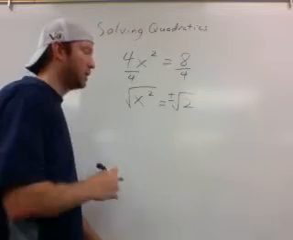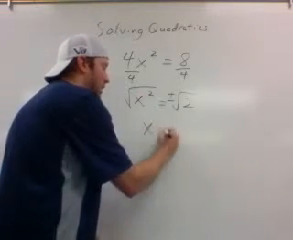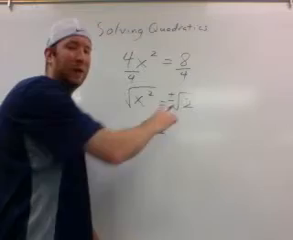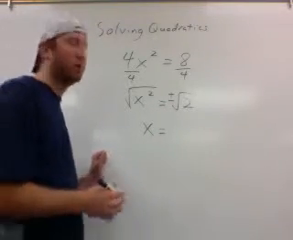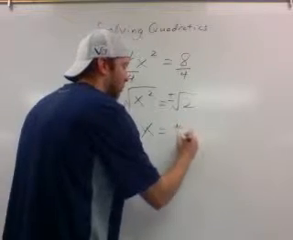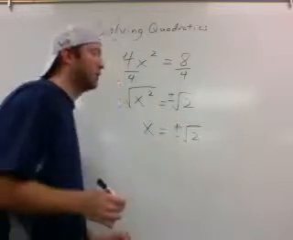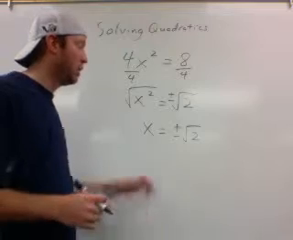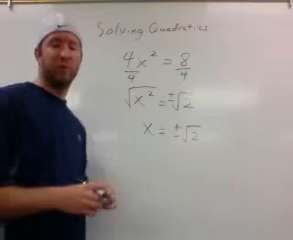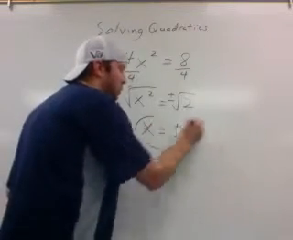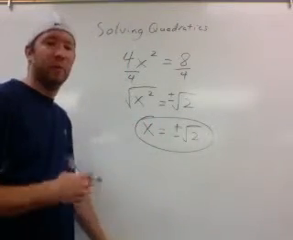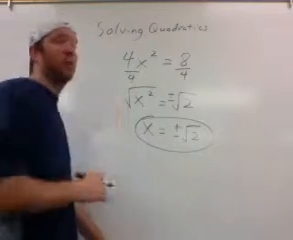Square root and the x squared, they'll cancel, leave me with x. And the square root of 2, I don't know what that is. I can't simplify that at all, so I'm just going to leave it as the square root of 2. So my two answers would be plus or minus the square root of 2. Okay? So there you go. That's how you would solve a quadratic that only has an x squared in it.